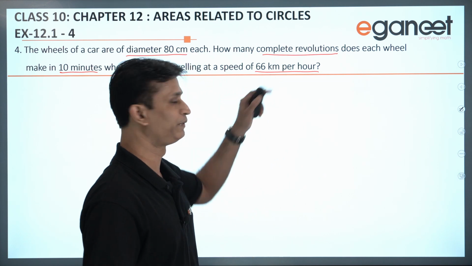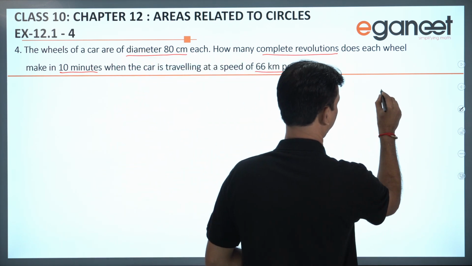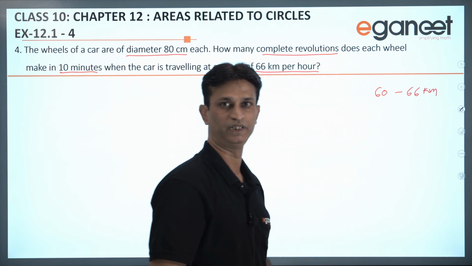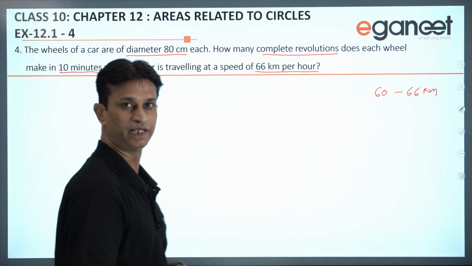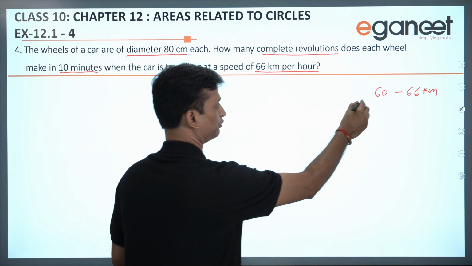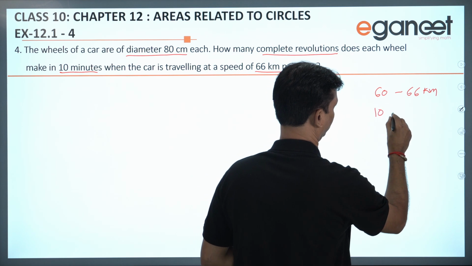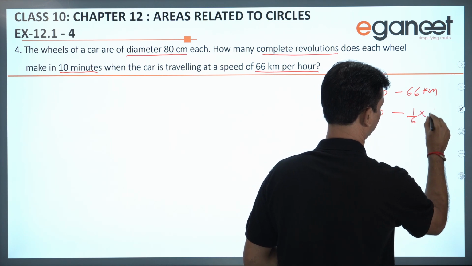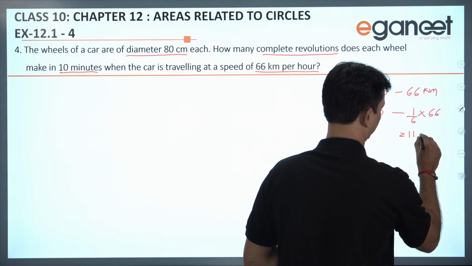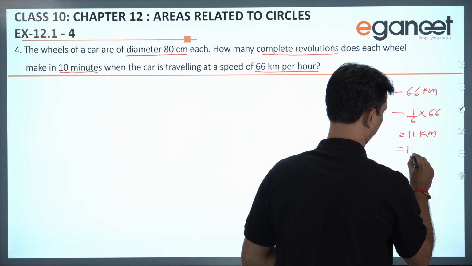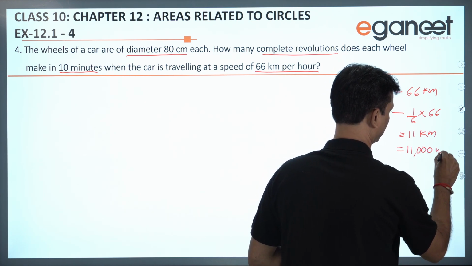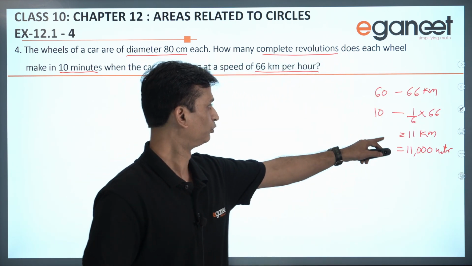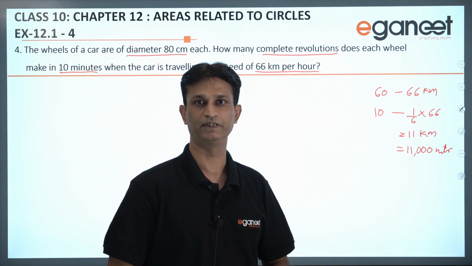What do you mean by 66 km per hour? It means that in 60 minutes, the car is covering a distance of 66 kilometers. Okay, but we need to find the distance covered in 10 minutes. So 10 minutes will be 1/6 of 60, so we will take 1/6 of that 66 kilometer. So that will be 1/6 of 66, which is nothing but 11 kilometer, that will be equal to 11,000 meter. Okay, so in 10 minutes the car is covering a distance of 11,000 meter.